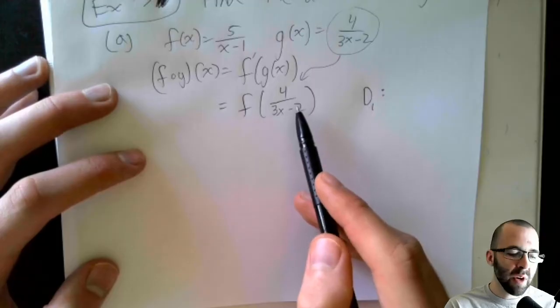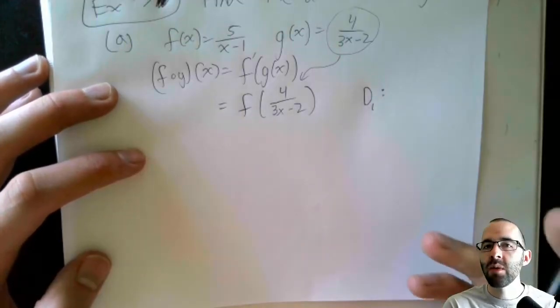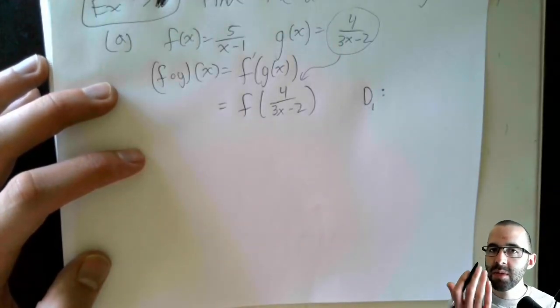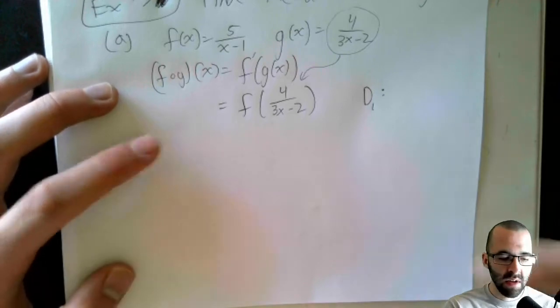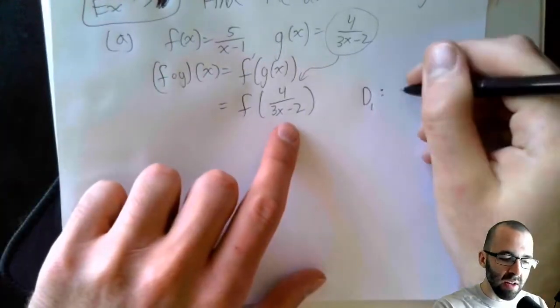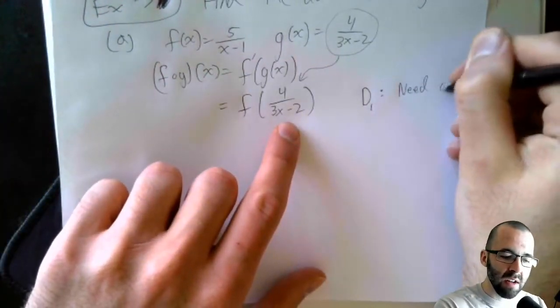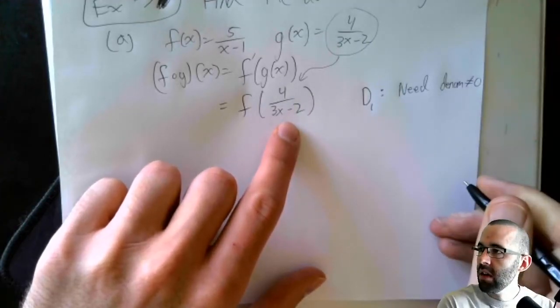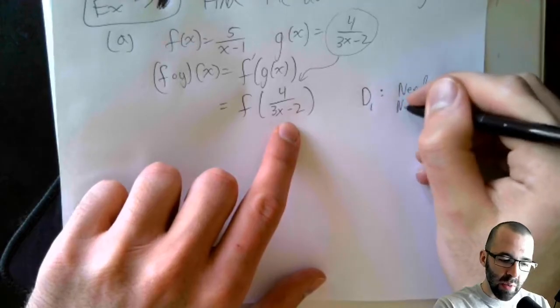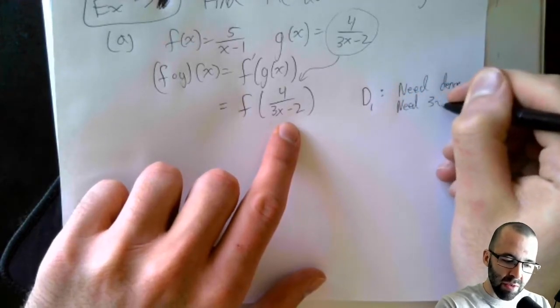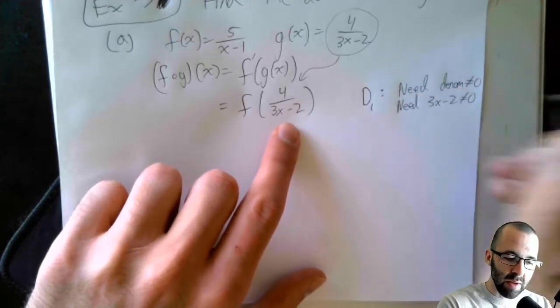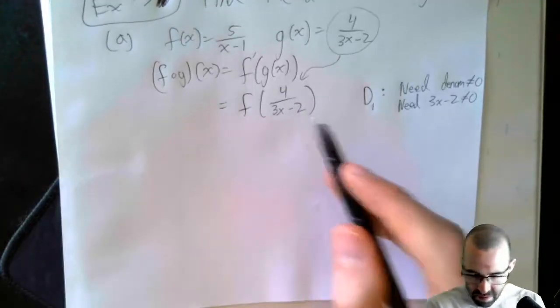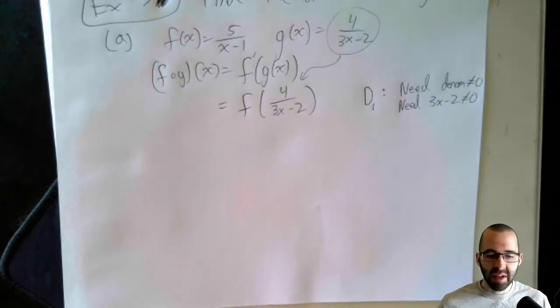Just like if we want a real number and we have a square root, we need the inside of the square root to be positive or 0. So for the first domain, we need the denominator not equal to 0. So what we need is 3x minus 2 not equal to 0, because 3x minus 2 is the denominator. We cannot divide by 0.